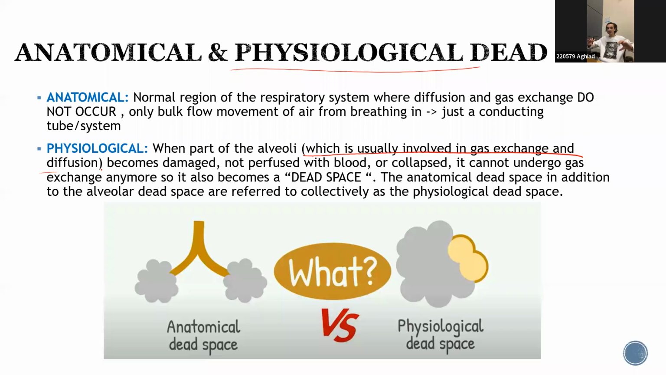Anatomically speaking, it's not where the dead space is, but physiologically speaking, it's termed the physiological dead space. The anatomical dead space, in addition to the alveolar dead space, are referred to collectively as the physiological dead space. Everybody has anatomical dead space, but physiological dead space happens when the area supposed to be diffusing oxygen does not do so, for whatever reason. So physiological dead space is always equal to or more than the anatomical dead space. Is that clear?